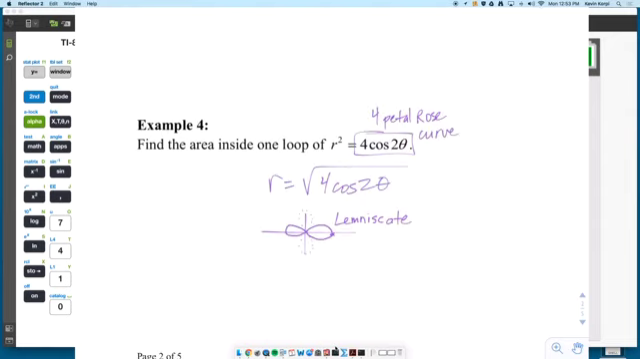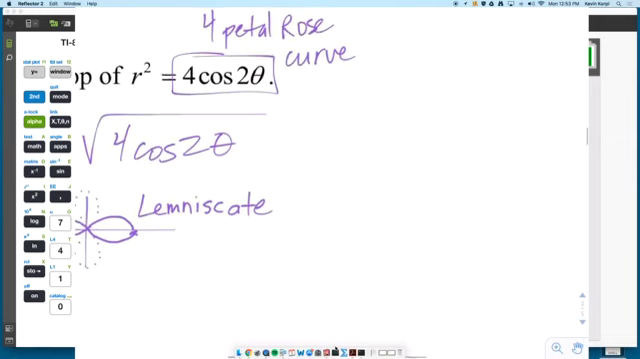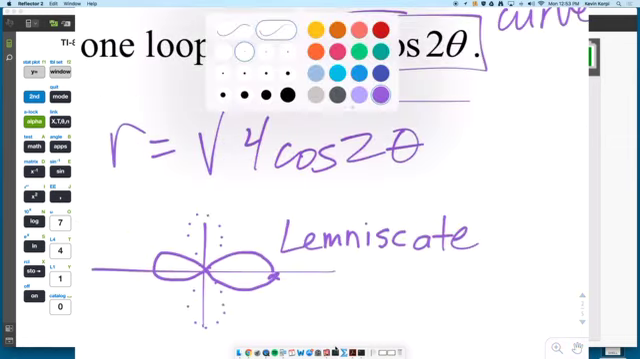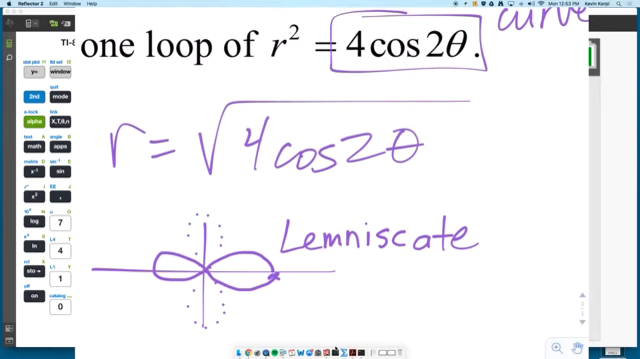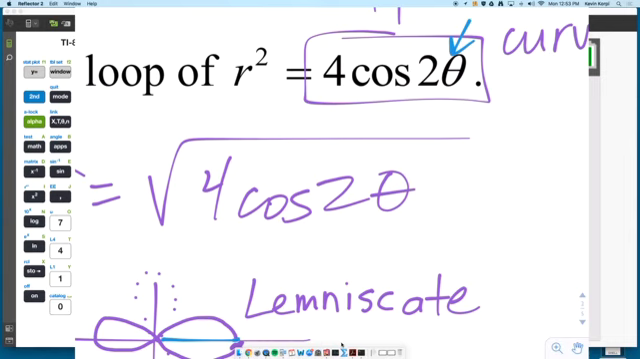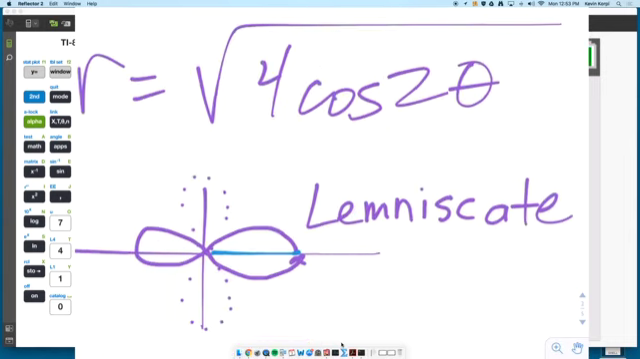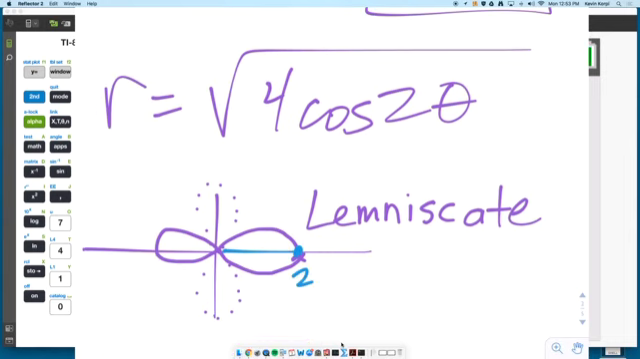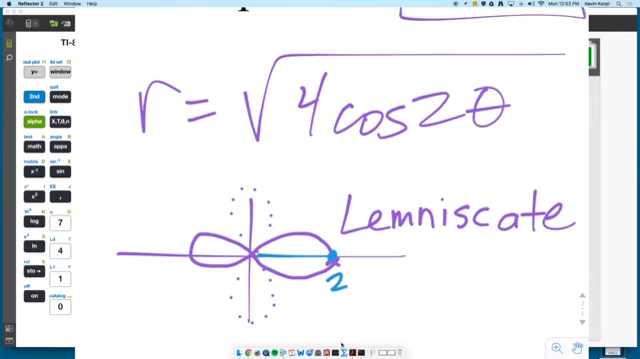So let's go ahead and find the area inside one of the loops. Inside one of the loops. In order to figure out your interval of integration, you kind of need to figure out where it starts. So if we point due east, which is when theta is 0, if I plug in a 0 up there, I get cosine of 0 is 1. I get the square root of 4, which is 2. So it starts right there, and it's going to hit the first polar 0.